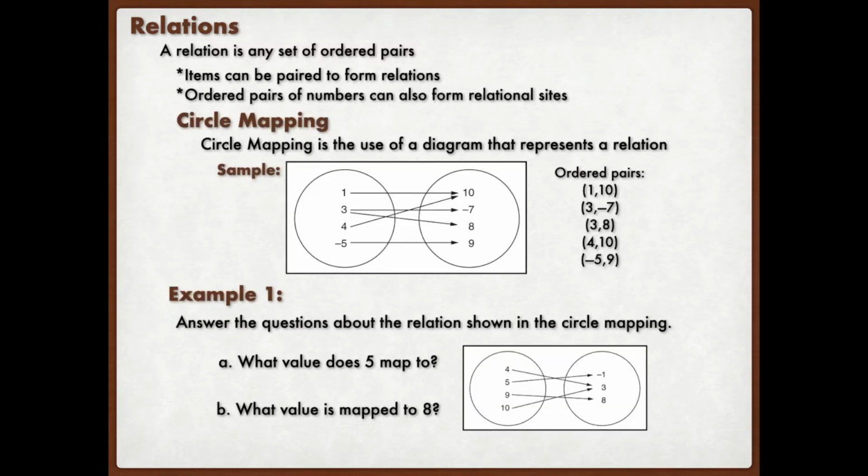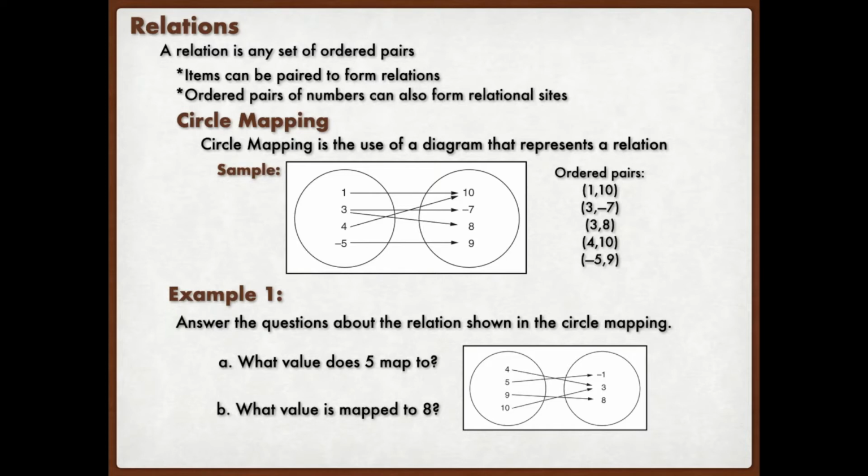This is going to lead us to talk about circle mapping. You can see with the sample, we have two circles. Then we have a total of four numbers. Now the numbers will pair up with the corresponding numbers in the other circle. So we have 1, which will represent our first number, very similar to the ordered pair of the x and y axis. So the first number in the first circle will be our x coordinate, and 1 pairs with 10. So our first ordered pair, we write in parentheses (1, 10).